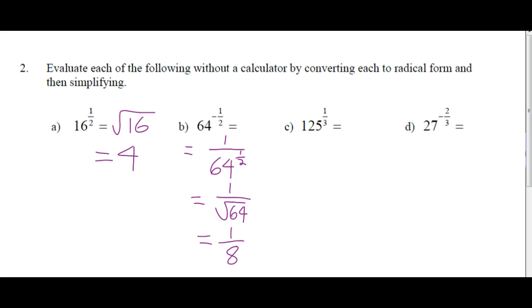125 to the 1/3. What kind of root is 1/3? Cube root.